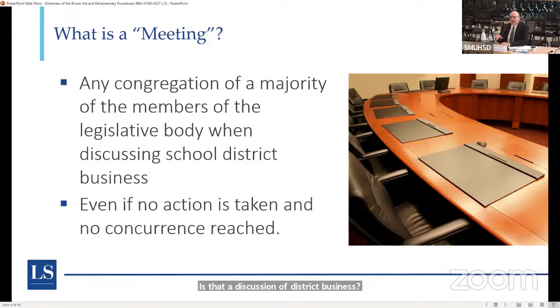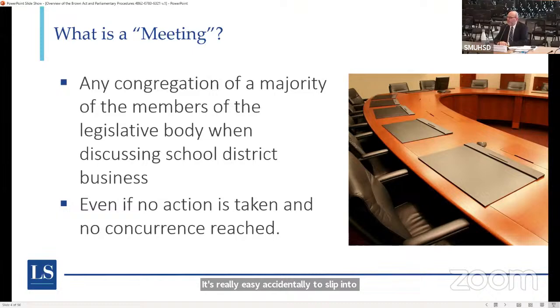It's a wobbler. If one of you says, did you notice how ratty the curtains were in the theater? I wonder if we can do something about that. Is that a board meeting? The answer is probably yes, because now you're getting into the world of district business. It's really easy accidentally to slip into district business. And we'll talk about this more too.